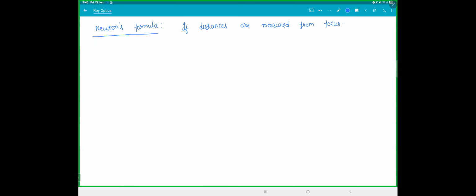Quite an important result. Definitely mark it up. So let's say this is your focus, this is your image, this is your object. Let this distance be x. Let this distance be y, and this is your focal length f.